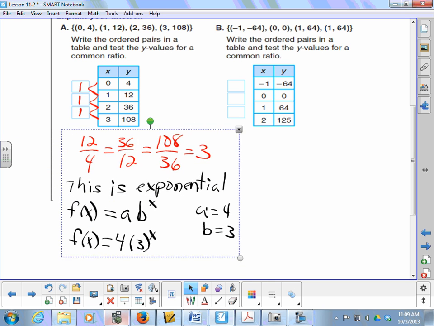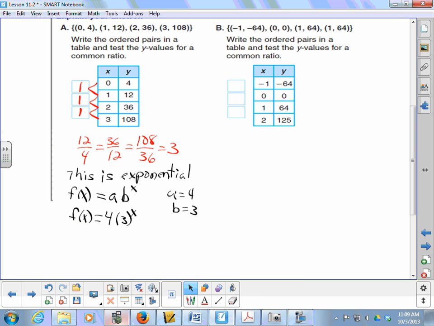All right, so let's look at letter B then. Here we have the points -1, -64, 0, 0, 1, 64, and 2, 125. Okay. So we look at the x values. Do they change by a constant? Okay. All right. They all change by 1. Good. Okay, that helps us.